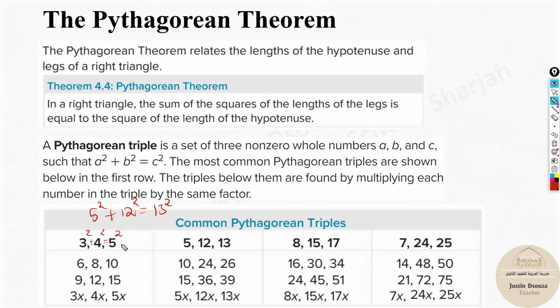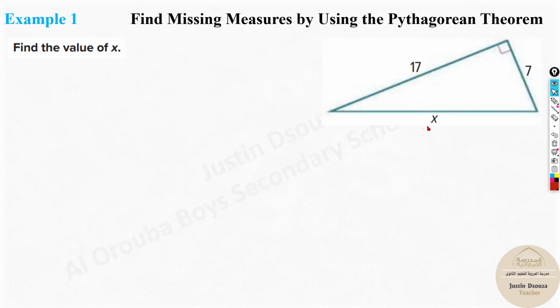But one more thing: if you know these triples, any multiple of them will also be triples. 3 times 2 is 6, 4 times 2 is 8, 5 times 2 is 10. For example, 9 squared plus 12 squared is equal to 15 squared. This is a Pythagorean triple as well. Whenever you see such sides, you can directly tell that this is a right angle triangle. We will now look into Pythagorean theorem problems. Here we need to find x.